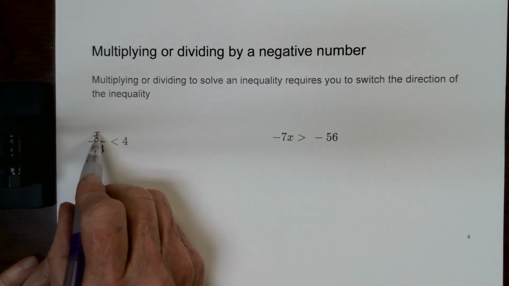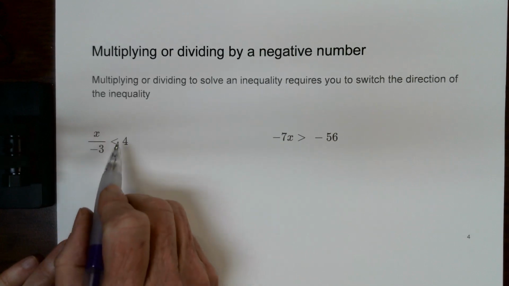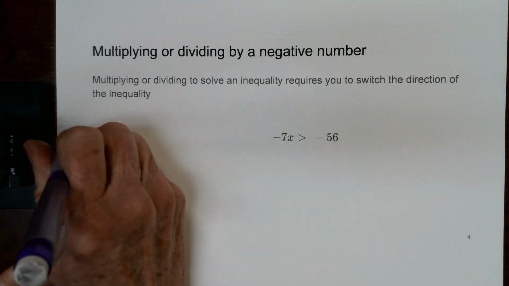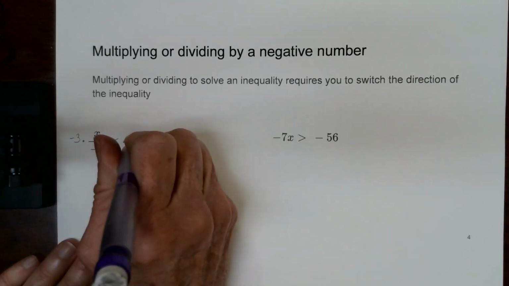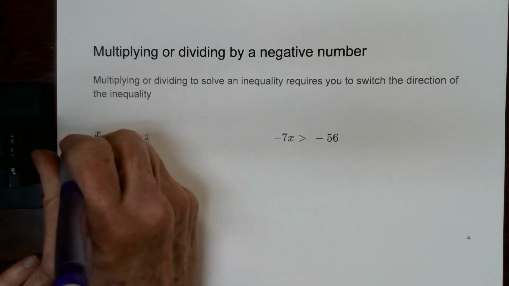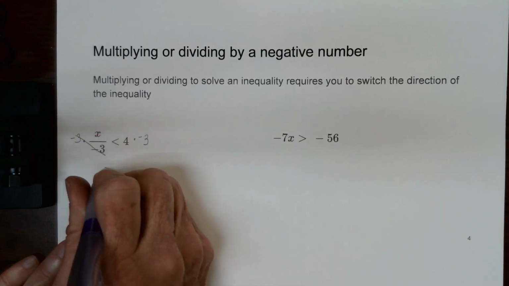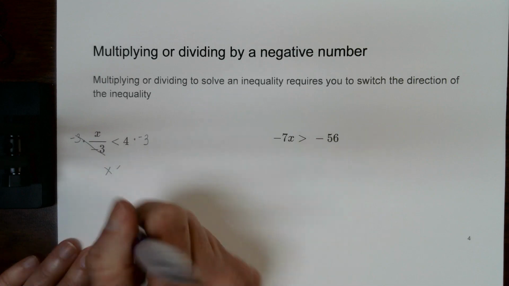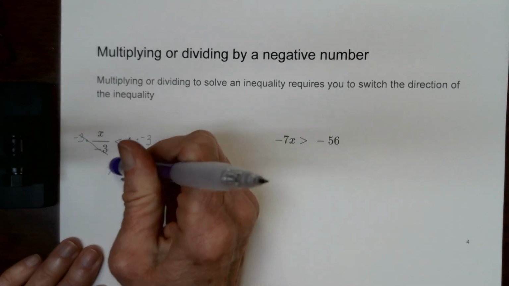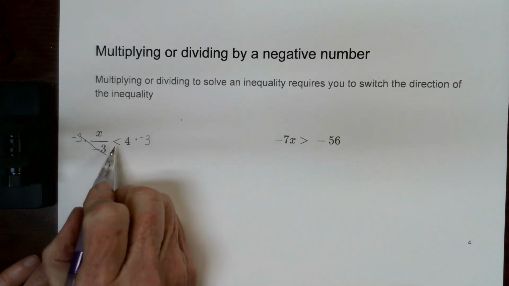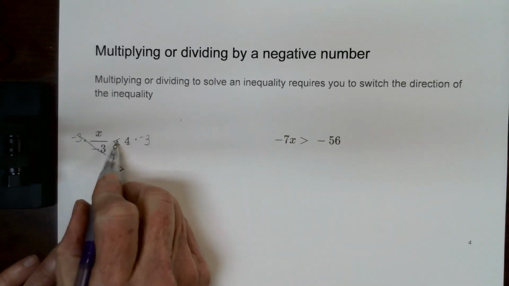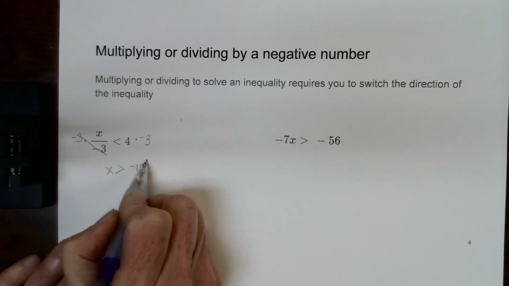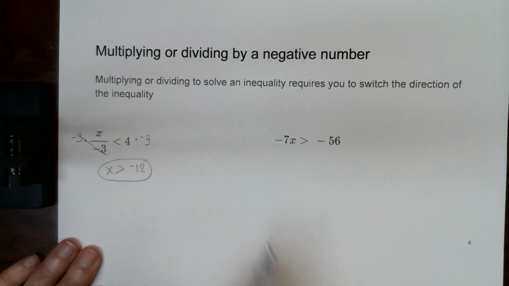So this one, I have x divided by negative 3 is less than 4. The way that I would get rid of the negative 3 is I would multiply both sides by negative 3. On the left-hand side, it goes away. On the right-hand side, I have multiplied by a negative 3. So I have to switch the direction of the inequality, so I get x is greater than negative 12.